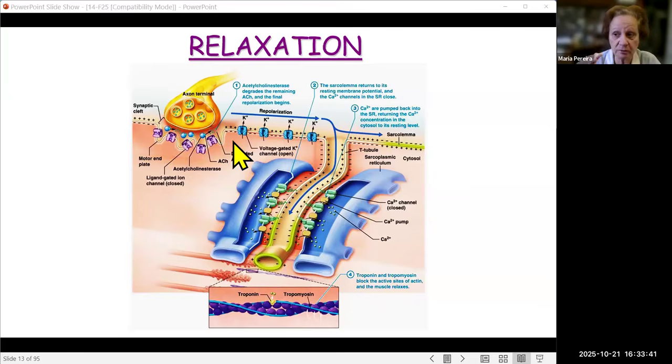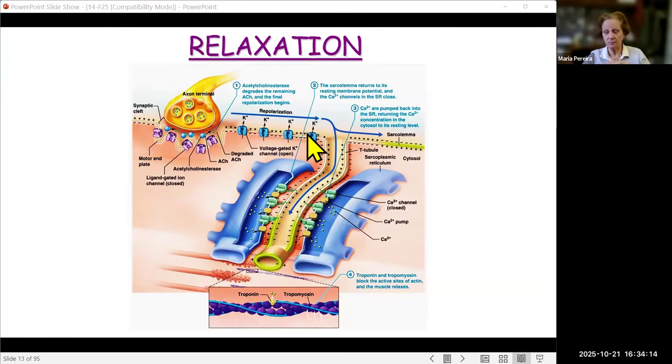So when it reaches plus 30 millivolts, there are potassium channels that are also located at the sarcolemma. When this action potential reaches plus 30 millivolts, actually a little bit before, the potassium channels open up and potassium goes out. And this allows for the reestablishment of the resting membrane potential. So now from plus 30, it goes down to minus 90 again.